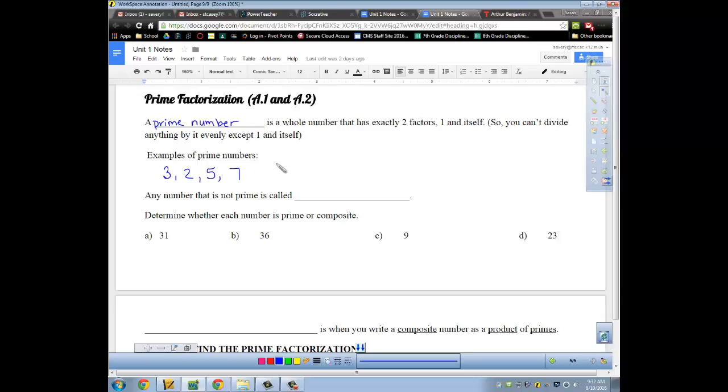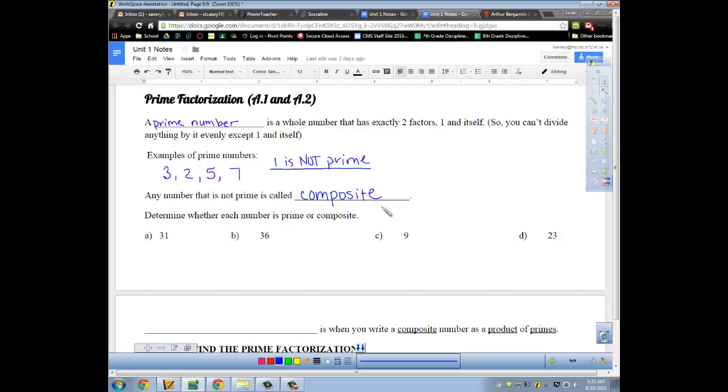I want you to write yourself a note that 1 is not prime. 1 is special. It's all by itself. It's not prime, and it's not what we're about to call composite. So any number that is not prime is called composite. Again, 1 is just special, it's not prime, it's not composite. Composite means you can divide it by something other than 1 and itself.